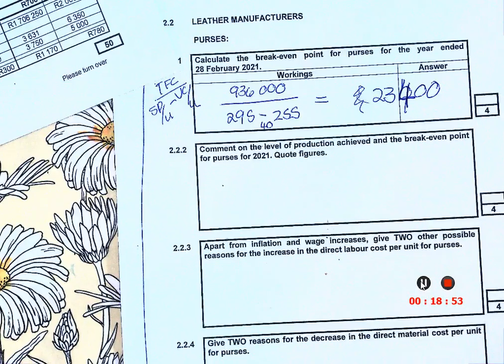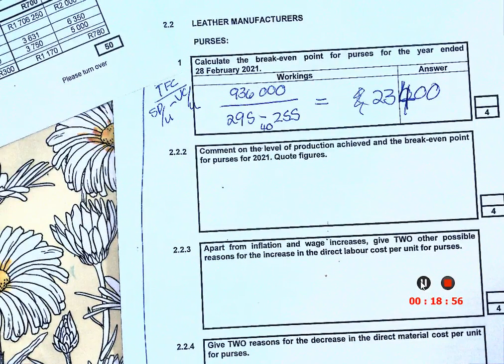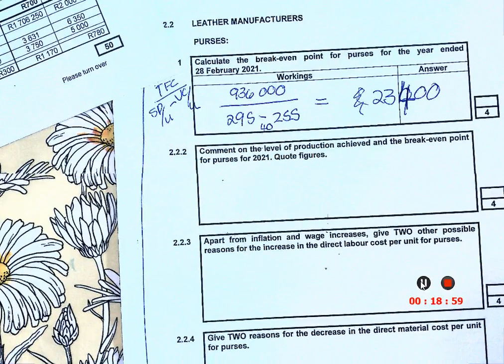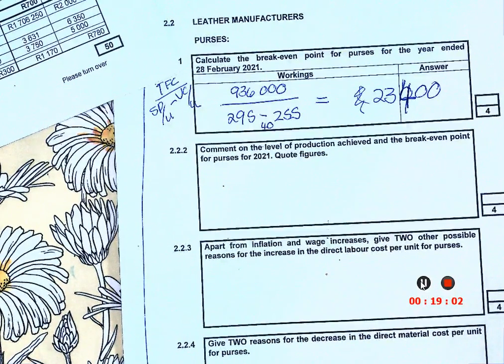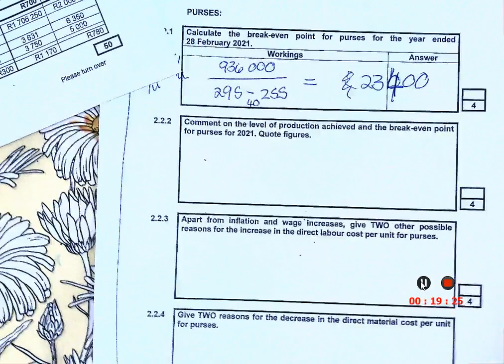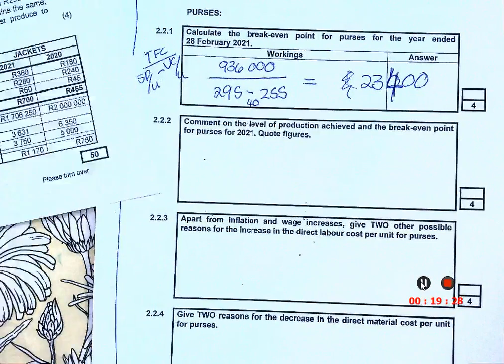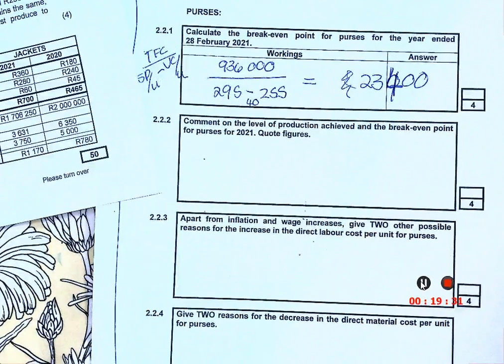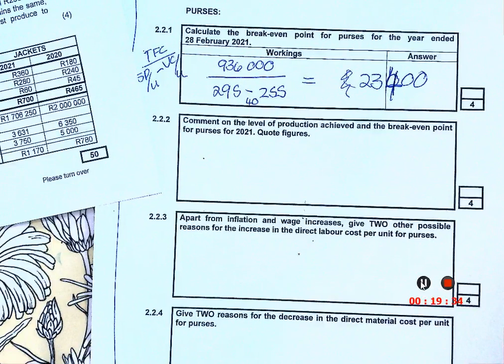Comment on the level of production achieved and the break-even point. Now, they do not want you to say the level of production increased from this to this, the level of break-even decreased from, they don't want that. They want to see that you know you should compare the two and make a conclusion if we made a profit or a loss. That's what they want. And the safest thing, and they only want 21. So I would still quote both.